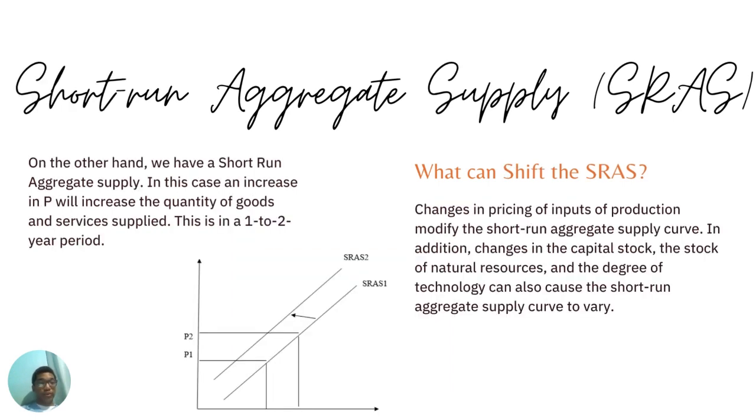Then we have the short run aggregate supply. Contrary to the long run, the short run curve is upward sloping, and it tends to increase prices over a 1 to 2 year period, as well as the quantity of goods and services supplied. This can be changed by any changes in the prices of inputs. Things such as changes in the capital stock, natural resources, and even the level of technology that a country has can influence the variation of the short run aggregate supply.